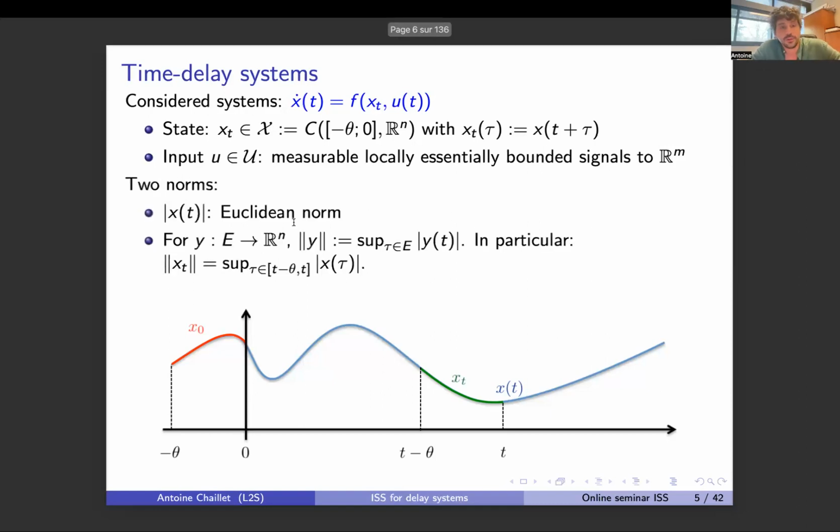I will also need two different norms: the norm of the pointwise solutions of x(t). This is a vector, so I will use simple bars to indicate the classical Euclidean norm. But when dealing with the history function x_t, I will need to take the sup of a signal over its interval of definition. So I get this double bar norm of x_t, which is the sup over the considered interval of |x(t)|. Feel free to interrupt me if something is not clear. It would be nice to have some interaction.